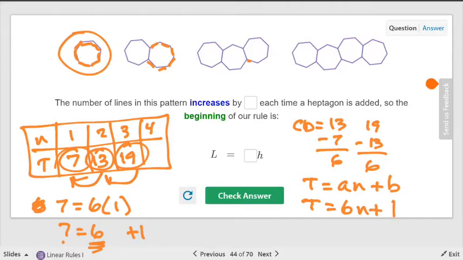Why did we get a 7 now? Because that's our first term. You always use the first term. And then 6 times 3 is 18, plus 1 is 19. Now again, you could have gotten that by subtracting the 6 from both of them. That gives you 1 as well.